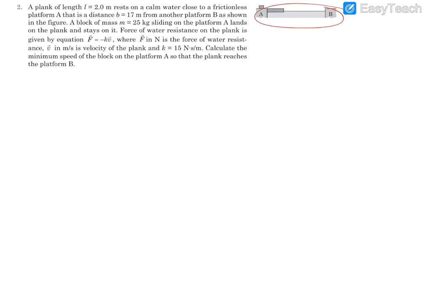So this is a picture. This is a plank which is of length L and it rests on water. So this is water. This water is calm. That means water is not moving. And this is close to a platform which is frictionless.